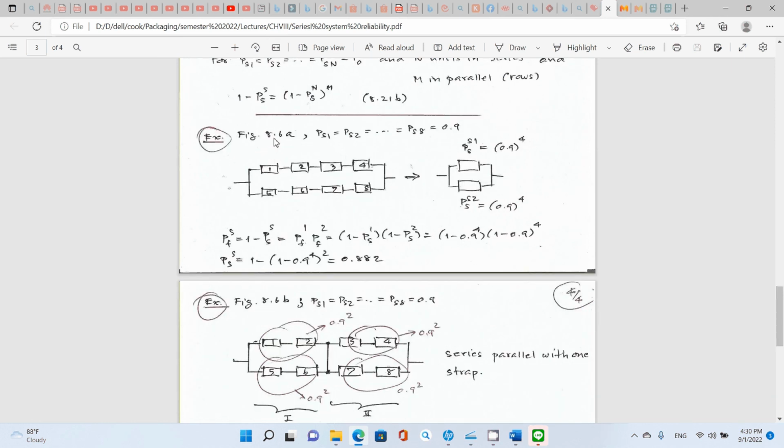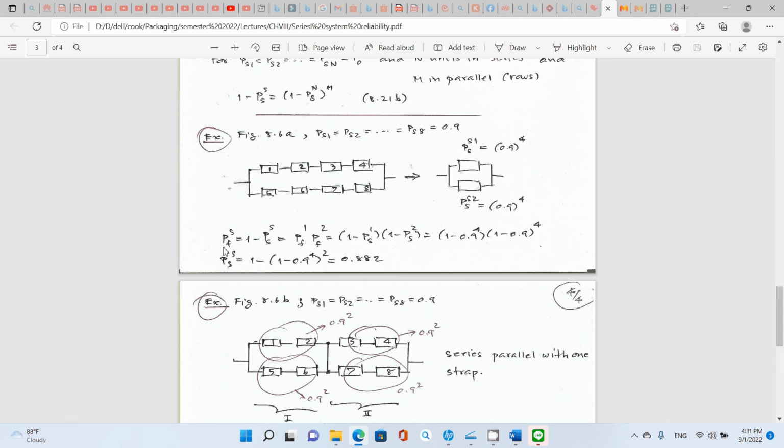Now from the book, figure 8.6a. For all components having the same survival probability, equal to 0.9, and you have all components in series, and you have 2 rows in parallel. So I put this one as components 1, 2, 3, 4. I put this one as PSS1. That's connected in series, right? That gives you 0.9 to the power of 4. Same as components 5, 6, 7, 8, also 0.9 to the 4. And finally, they are connected in parallel.